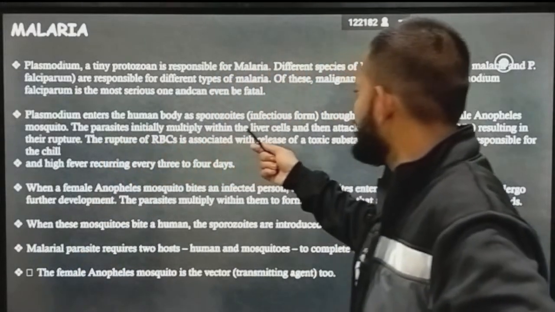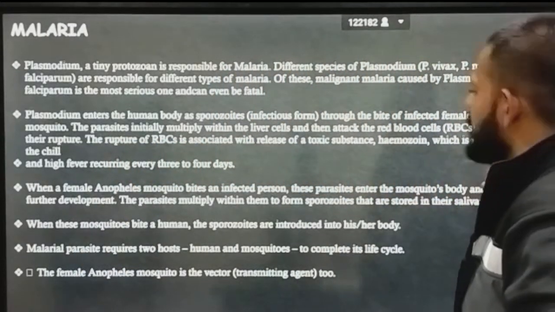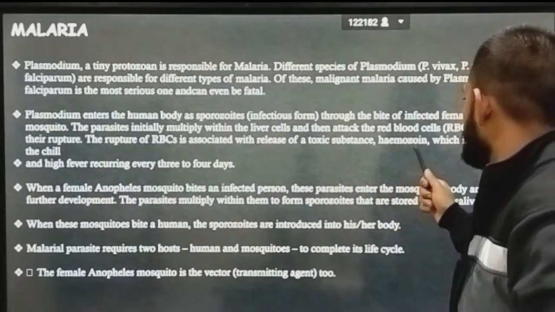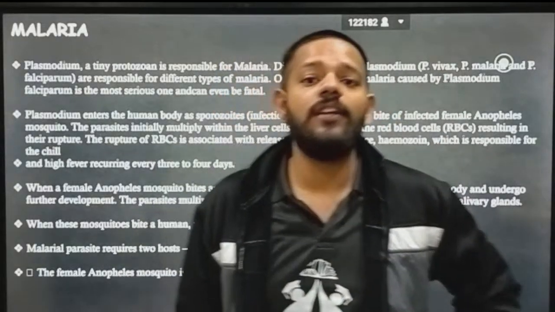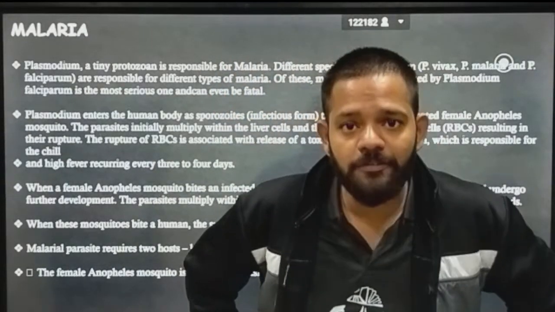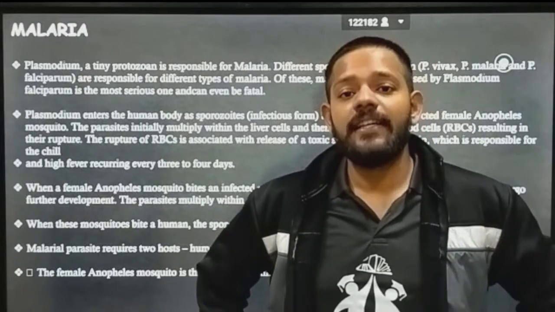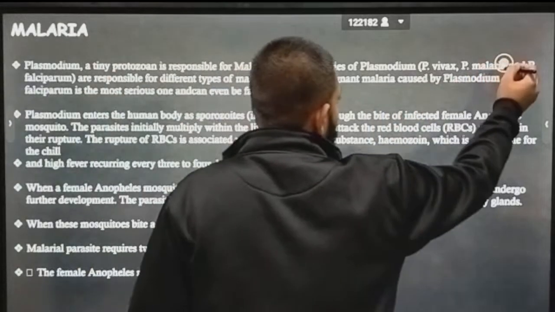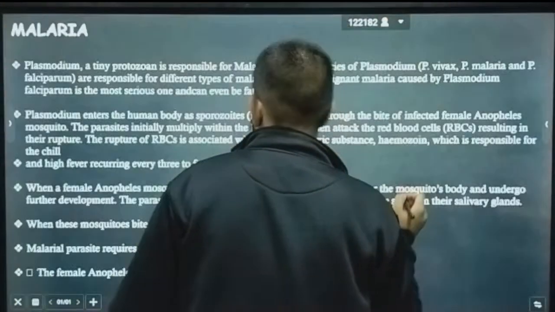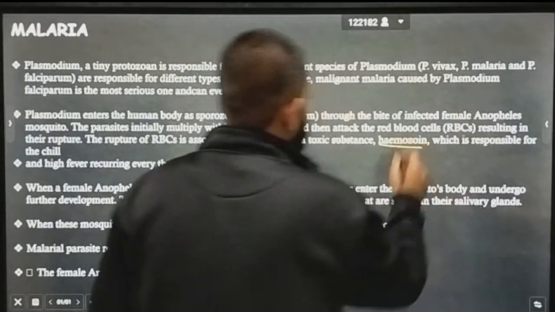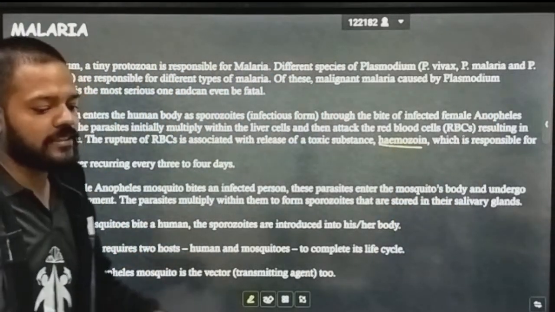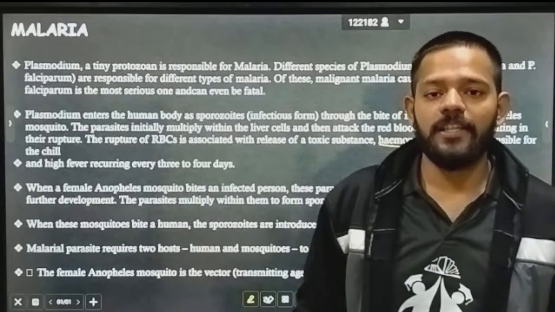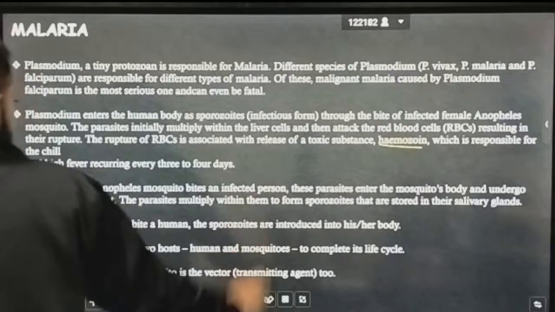So the parasite initially multiplies within the liver cells and then attacks the red blood cells, resulting in their rupture. The rupture of RBCs is associated with the release of a toxic substance called hemozoin, which is responsible for the chill. So the chemical responsible for the chill and the fever in malaria is hemozoin. Hemozoin is the toxin released by the RBCs infected by the Plasmodium parasite. And high fever recurs every 3 to 4 days.